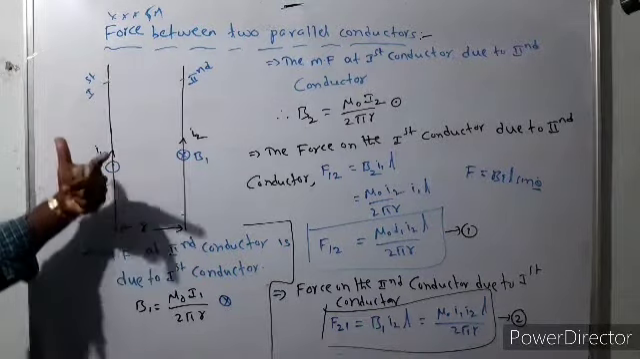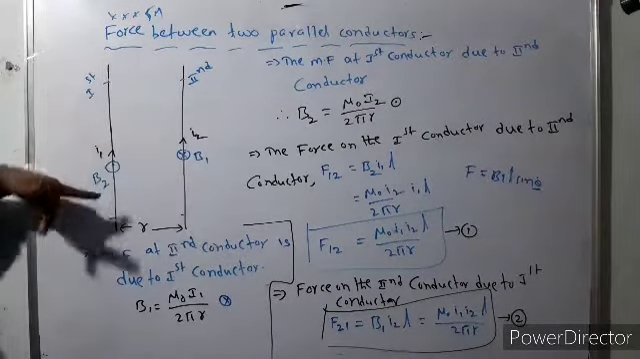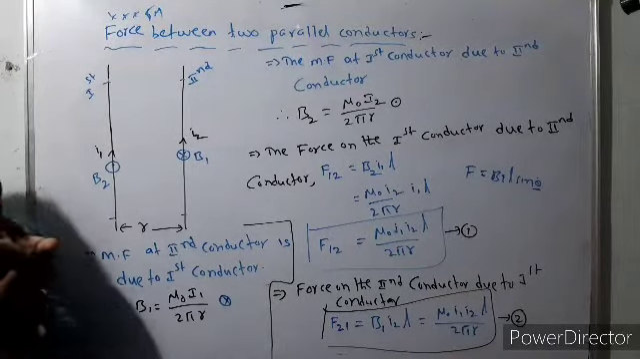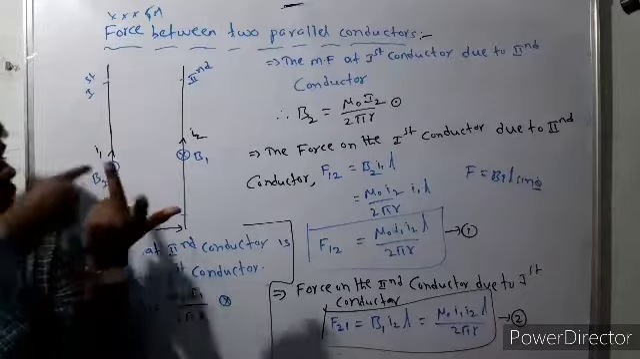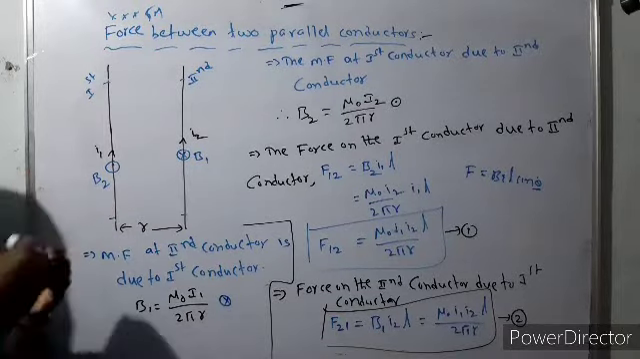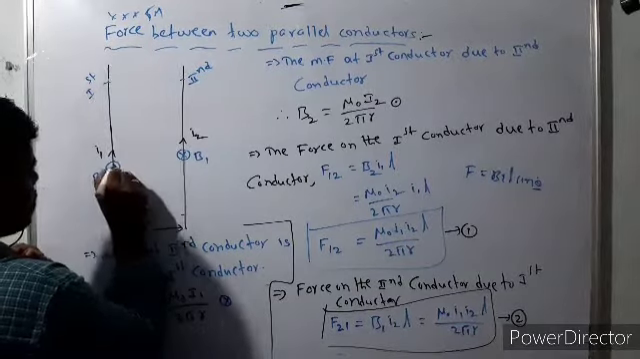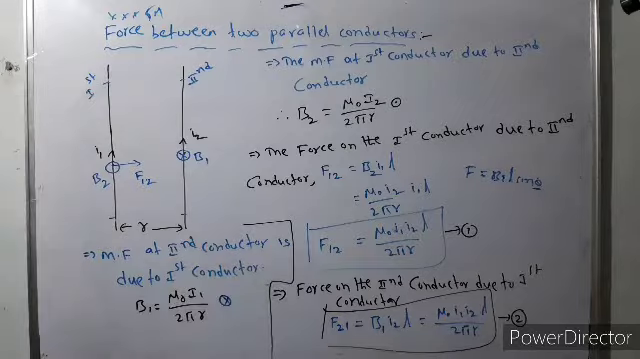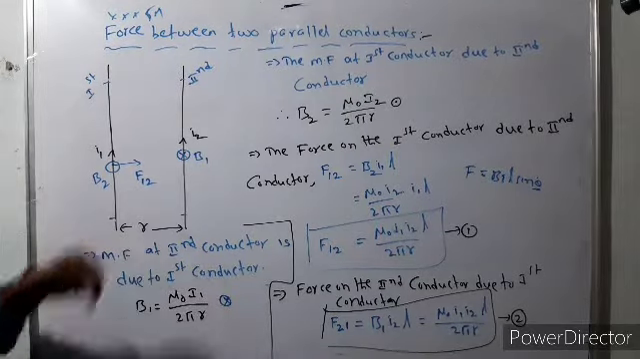If you observe this diagram here, the magnetic field B2 is outwards, current is upwards. See, the magnetic field is outwards, current is upwards. Now the force is towards the second conductor. Force on the first conductor due to the second conductor. This is the direction.